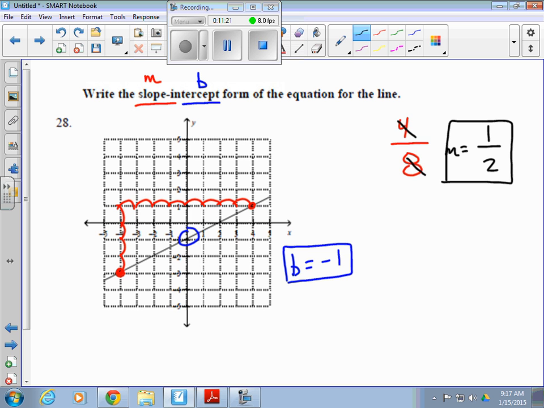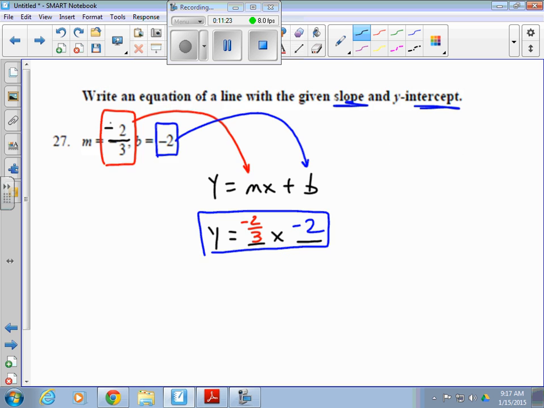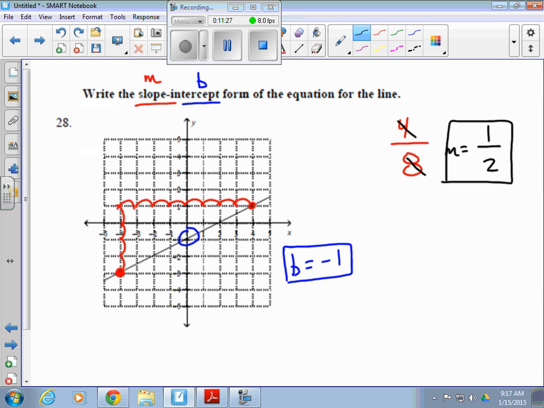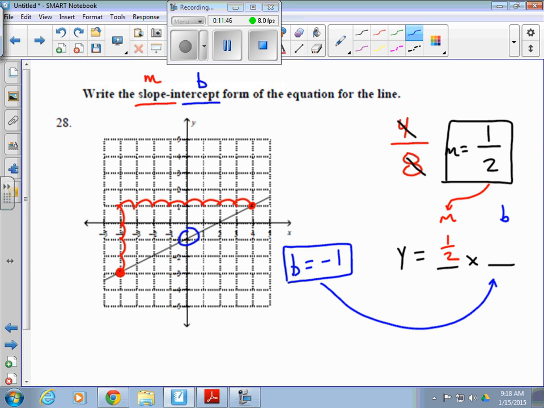We're writing slope-intercept form. So just like this problem, now we have an m and a b. We're going to plug the values in. Y equals mx plus b. Our m value, we're going to plug it in nice and neat right here. It's positive 1/2. And our b value, we'll plug in b in the next slot right here. It's -1. Y equals 1/2 x minus 1.